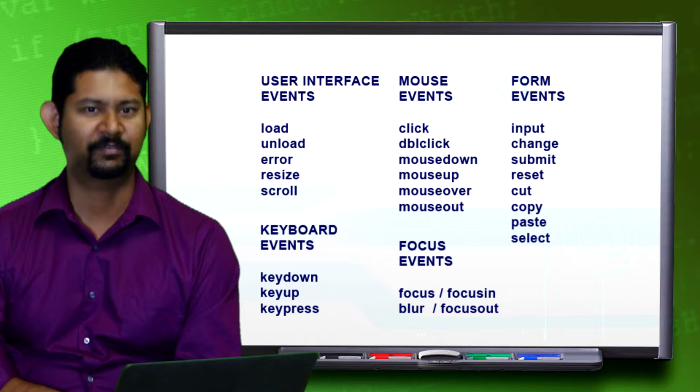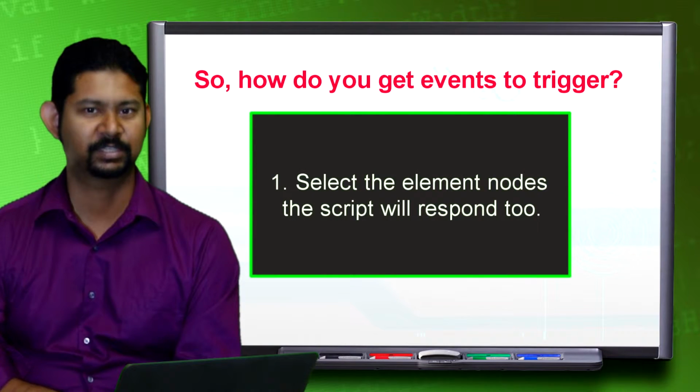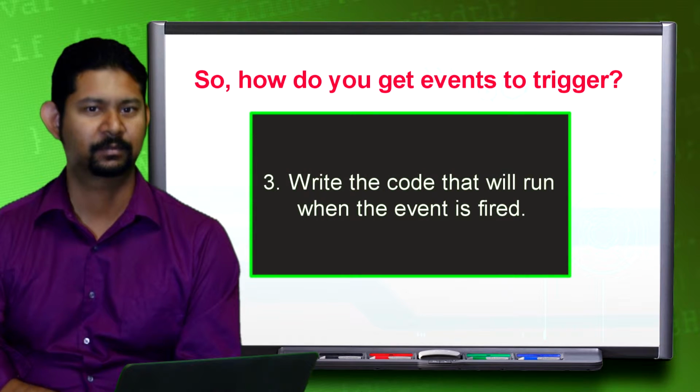There are many types of events that can occur, as you can see here. So how do you get events to trigger? 1. Select the element nodes the script will respond to. 2. Decide which type of event will trigger the response. Then 3. Write the code that will run when the event is fired.